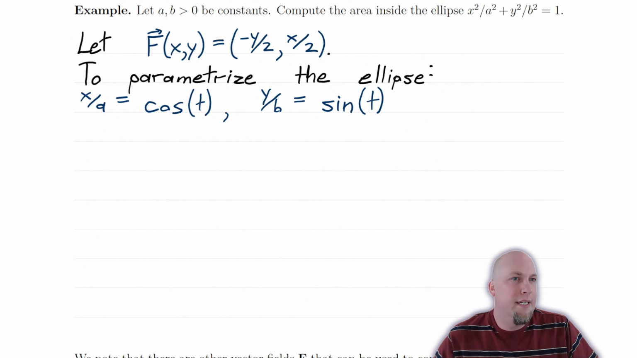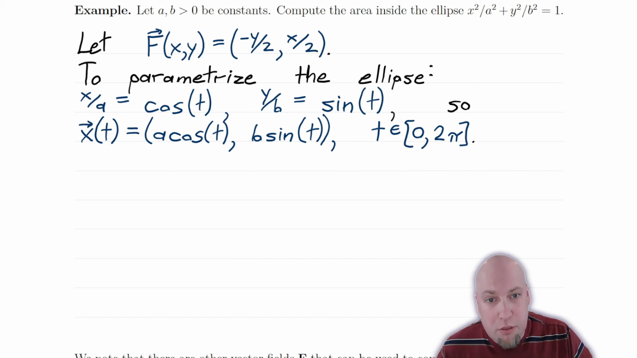And then when I do that, what is x itself and what is y itself? Just bring the a and the b over to the other side, and your parameterization of the ellipse looks like this. t goes from 0 to 2 pi like usual, exactly the same as when we parameterize the circle counterclockwise.